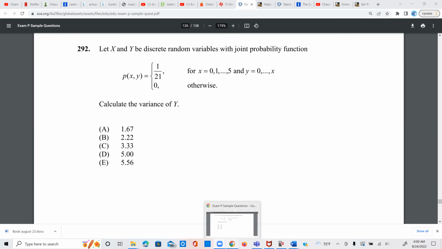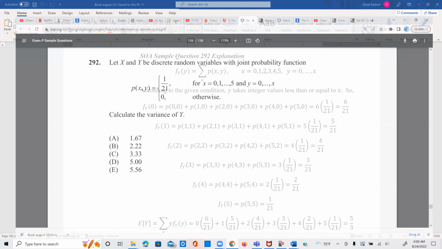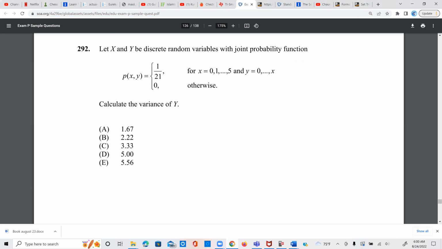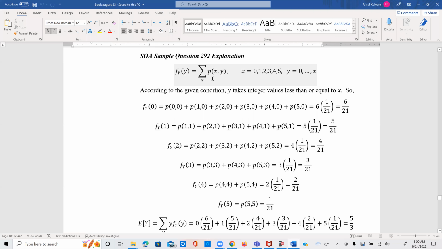So with this in mind, we look at the explanation. Since we have to find the variance of y, we need the marginal probability of y. That's equal to the summation of the joint probability over x. Remember, to get the marginal of any variable, you eliminate the other one by taking either the summation or the integral over that.